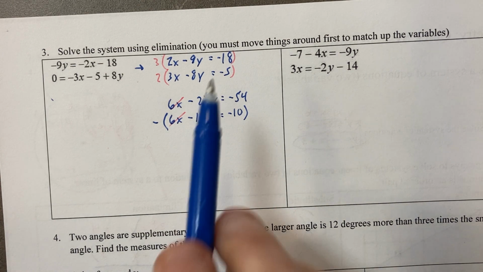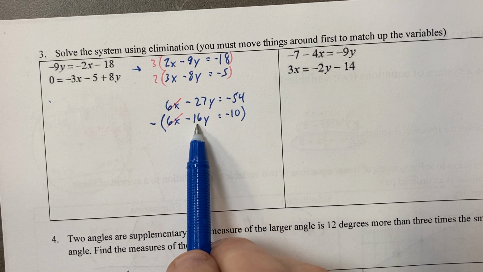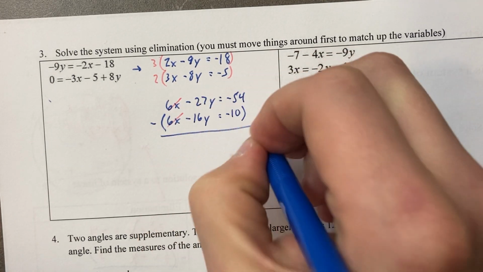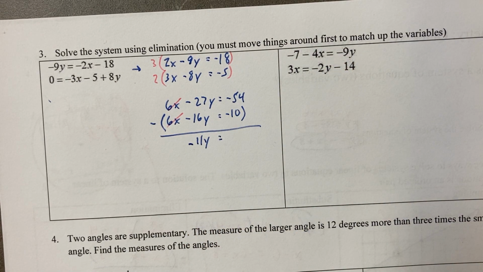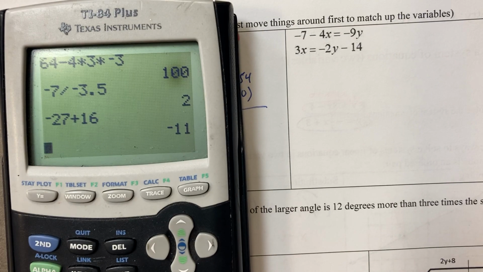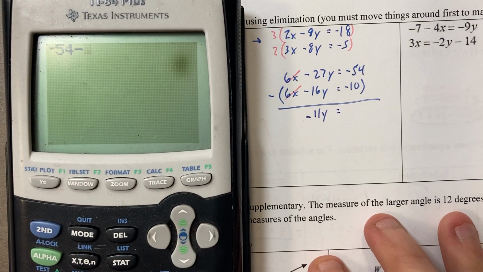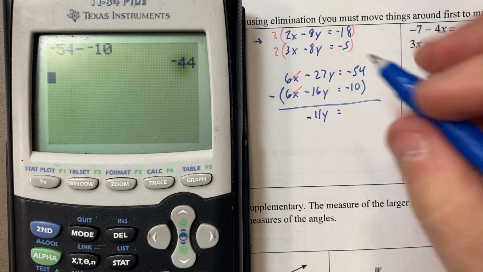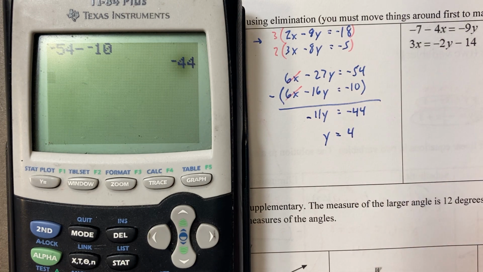Okay. I'm doing negative 27 minus negative 16. So that's negative 27 plus 16. Negative 27 plus 16 is negative 11. I didn't need my calculator for that. And negative 54, which one I'm doing in my calculator. Negative 54 minus negative 10 is negative 44. That's going to work out very nicely. Y is equal to 4.